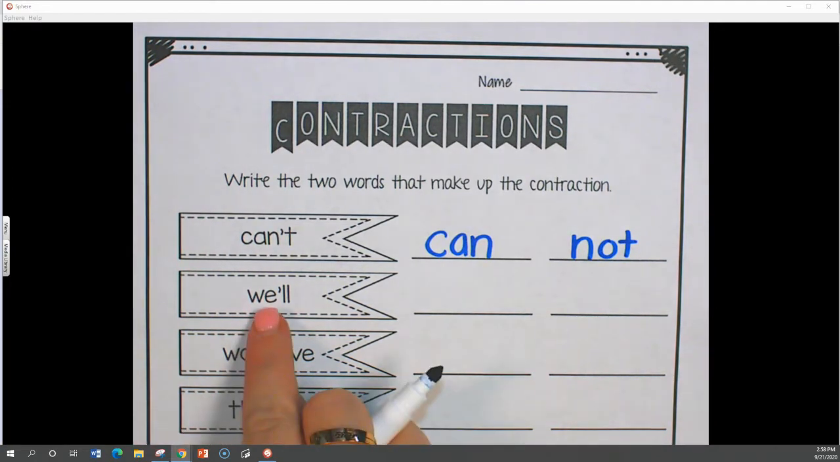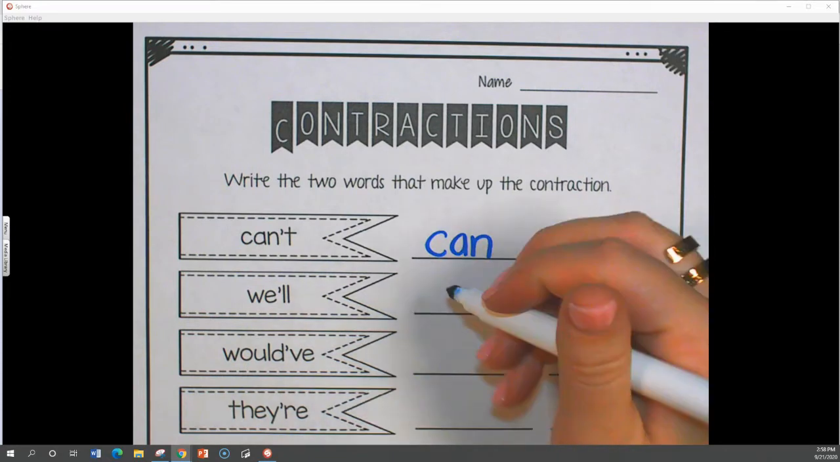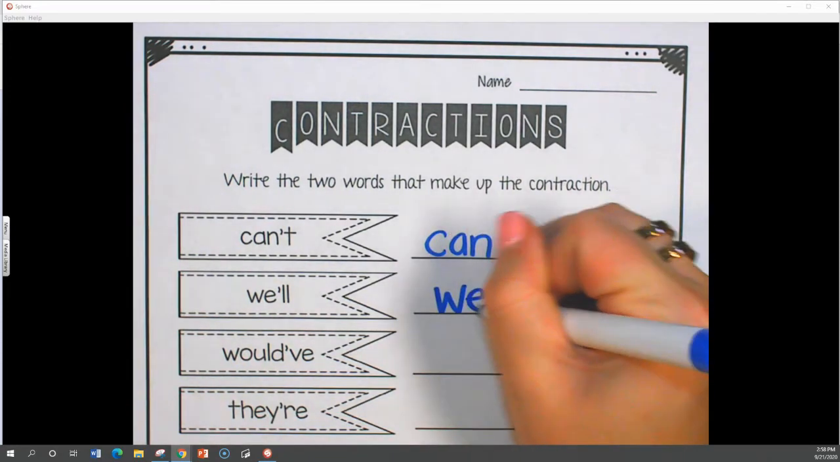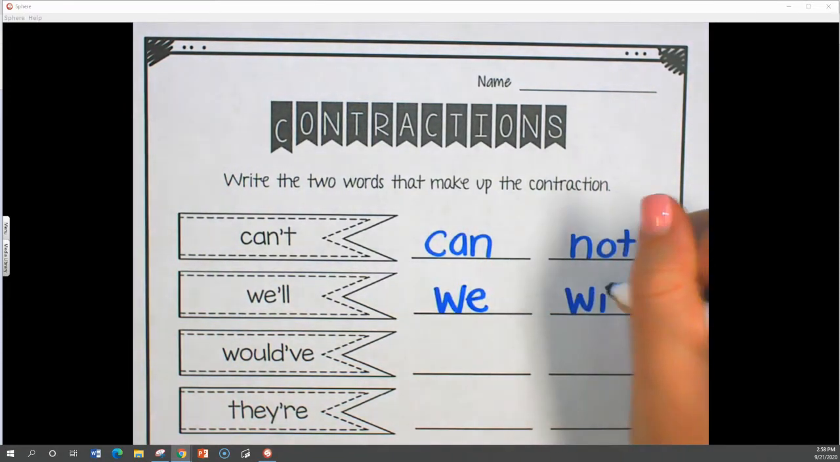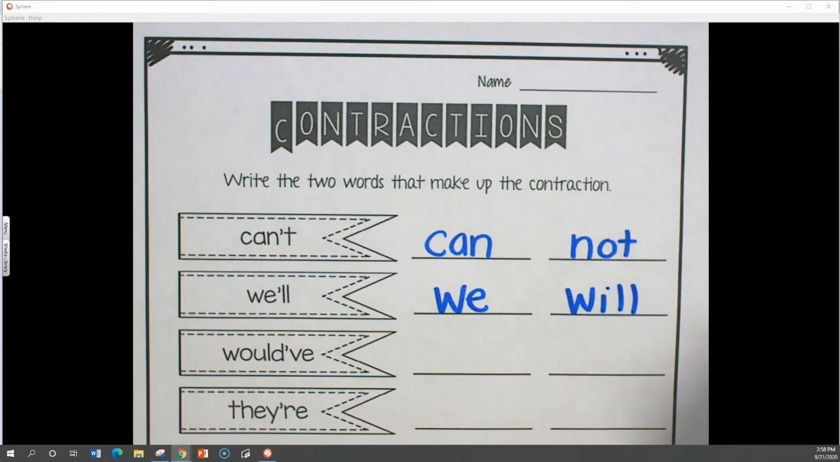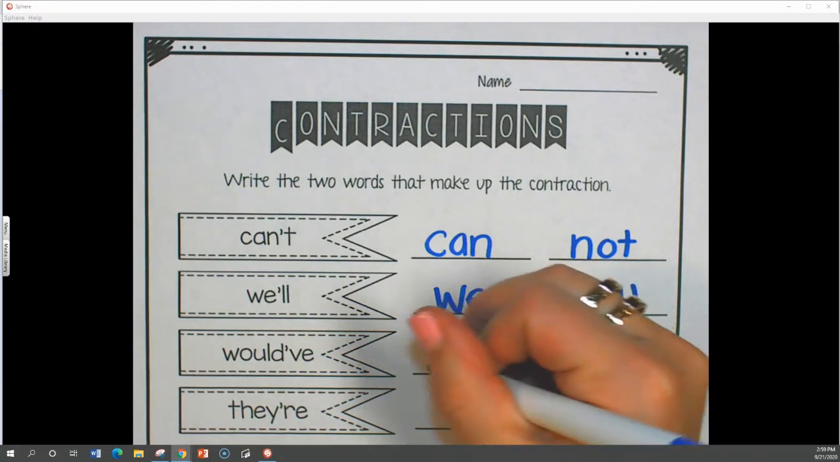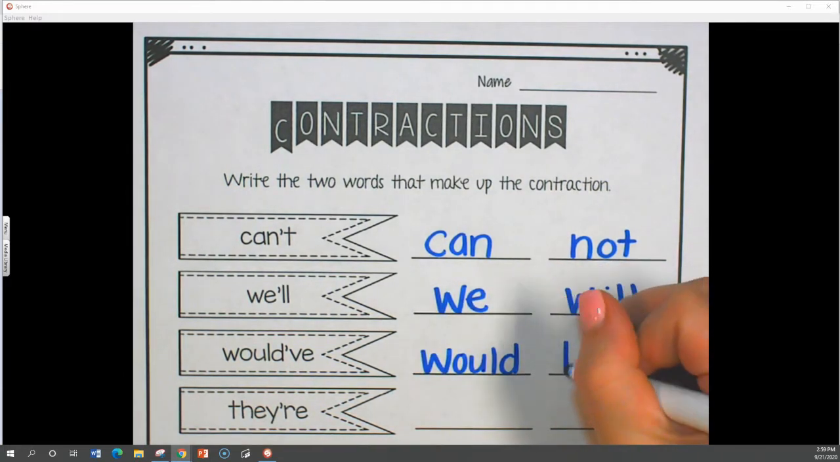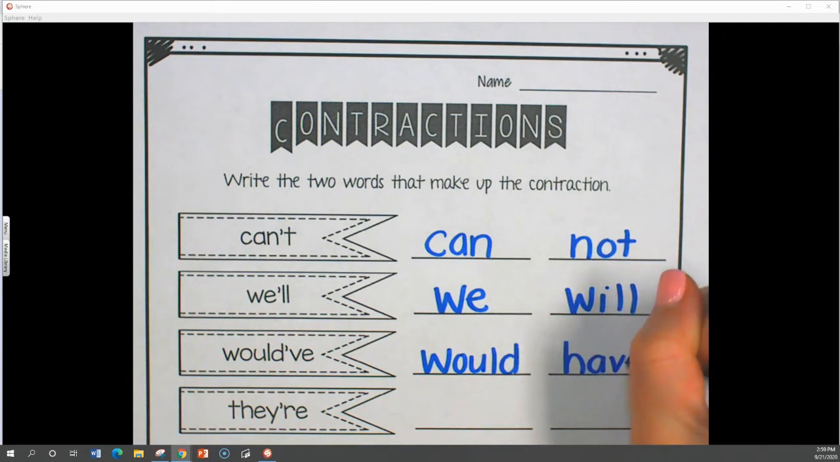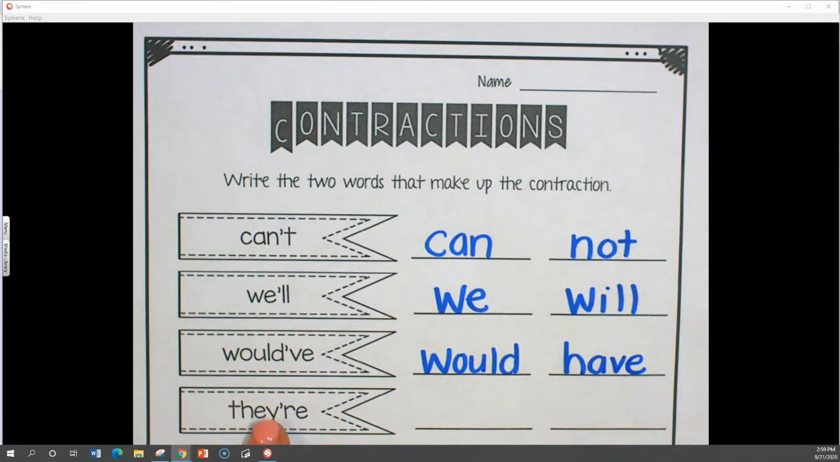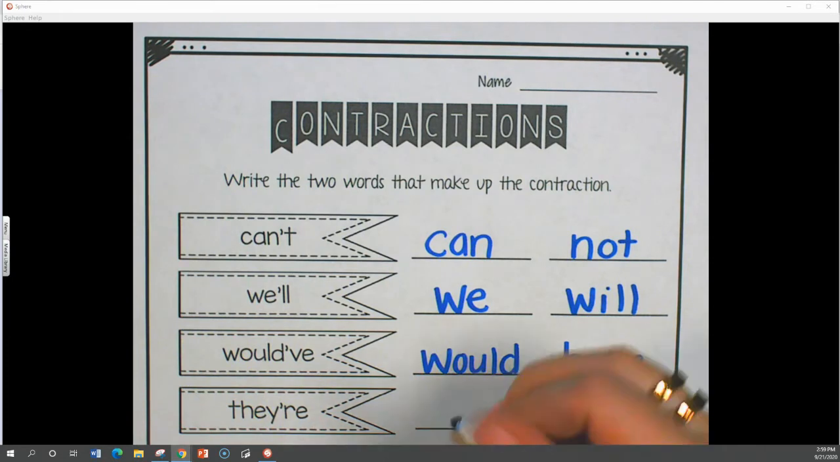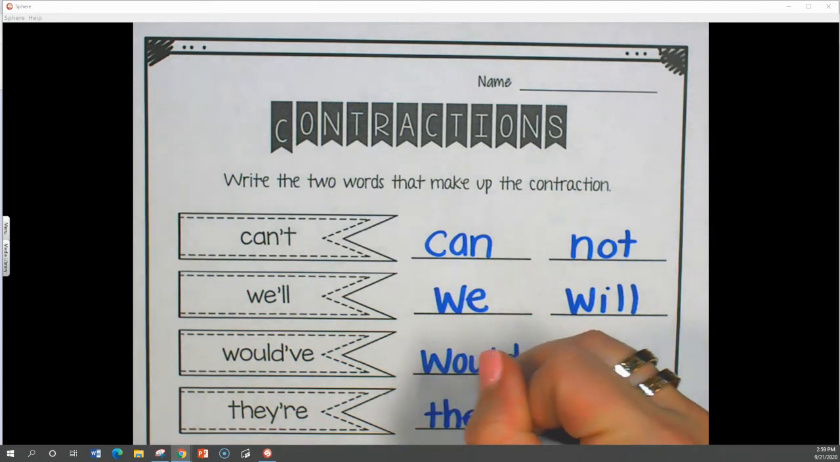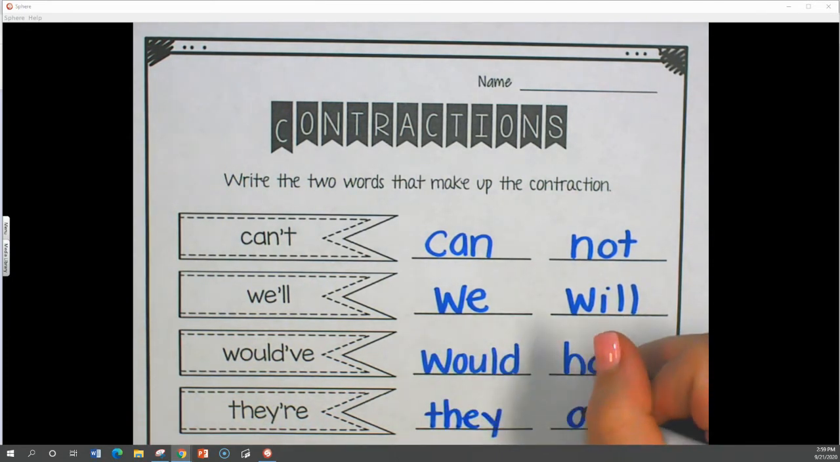Which two words make up the contraction we'll? We'll is made up of we and will. Which two words make up would've? Would and have. Which two words make up they're? They and are.